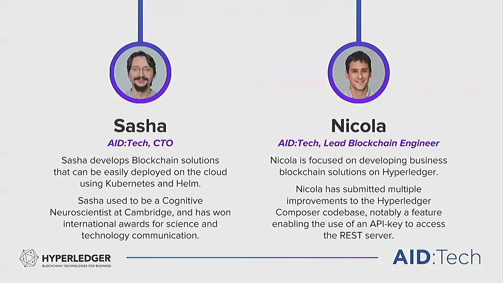Let me tell you a little bit about Nicola. He's an awesome blockchain engineer. He's responsible for our backend blockchain chaincode, the smart contracts, and he is a perfectionist in the best of ways. He's contributed also to the Hyperledger Composer code base, and he's an awesome person all around.